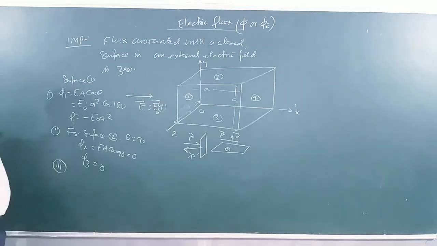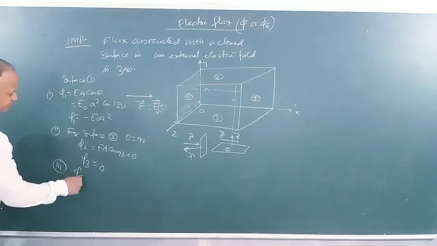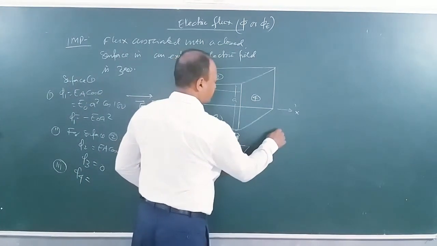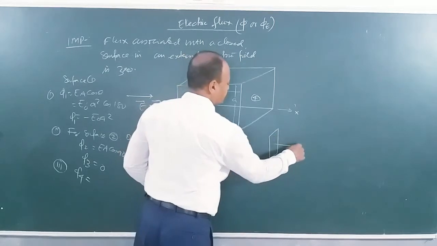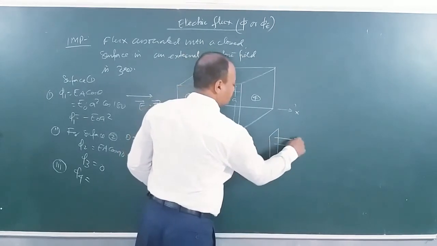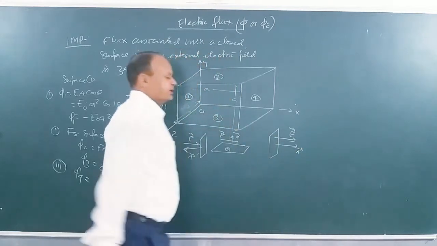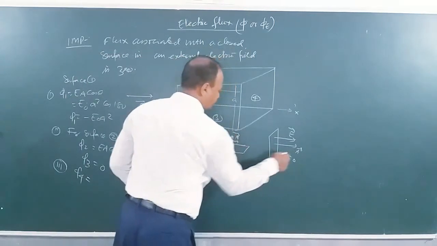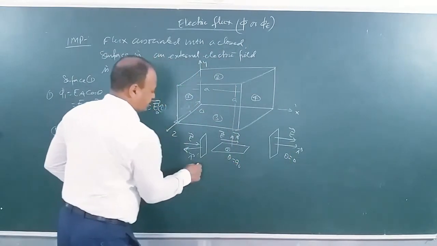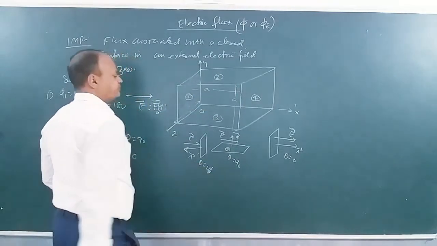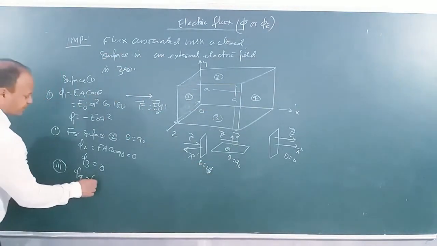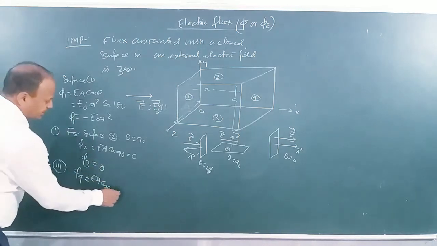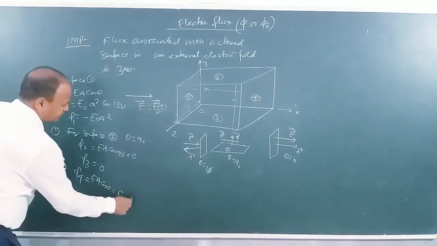Number 4, let's see the phi 4 surface. This is the surface area. Area vector is outwards. Electric field is also going in the same direction. Both are parallel. How much is the angle here? Here the angle theta is 0. Here angle theta is 90. Here angle theta is 180. So phi 4 will be E cos 0. Cos 0 is how much? 1. E naught into A square.